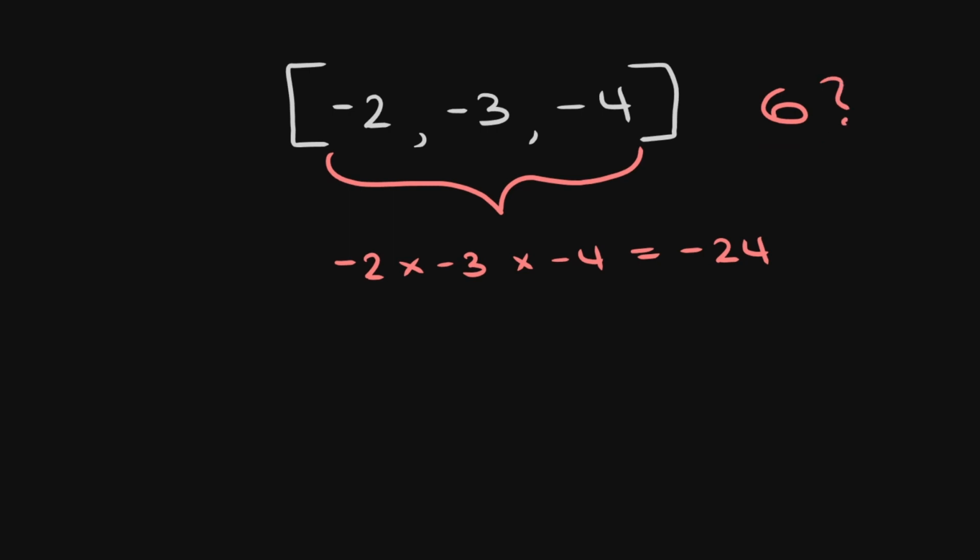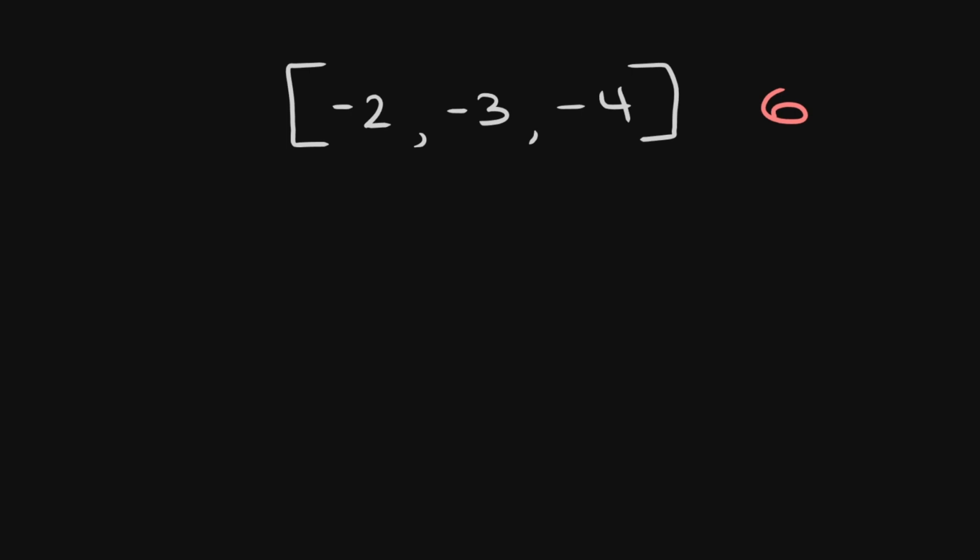But is this the correct answer? Well, clearly 6 is not the correct answer because we can find a subarray, in this case -3 times -4, which is going to give us 12, and 12 is greater than 6. So we've found a counter example, and that means this approach is not correct. So what can we do to fix this approach?